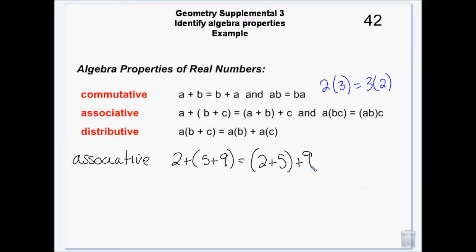It doesn't matter. This is 2 plus 14, which gives me 16. This is 7 plus 9, which gives me 16. In this problem, it doesn't really make a difference, but sometimes it makes more sense to move the grouping because it's easier to add things in certain orders. That's what this is for.